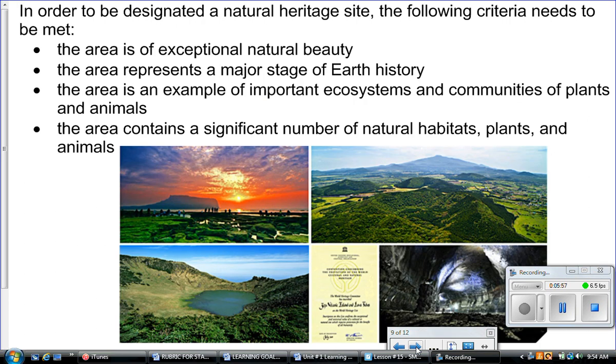In order to be designated a natural heritage site, the following criteria needs to be met. The area is of exceptional natural beauty. The area represents a major stage of Earth history. The area is an example of important ecosystems and communities of plants and animals. And the area contains a significant number of natural habitats, plants, and animals.